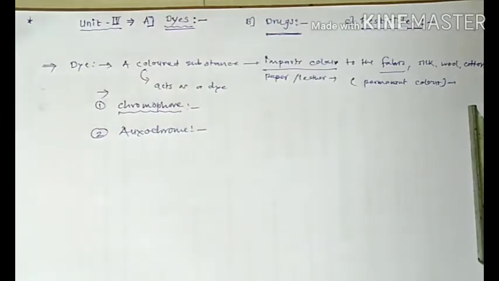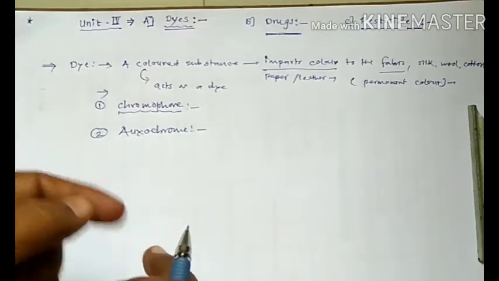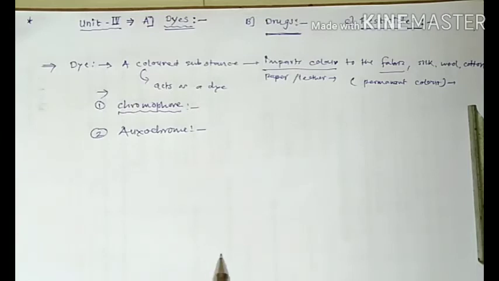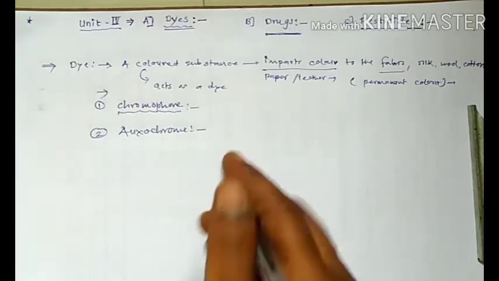Presence of oxochrome. If a colored chemical substance has a chromophore or oxochrome, then that substance may act as a dye, isn't it? Now let me see what is a chromophore.